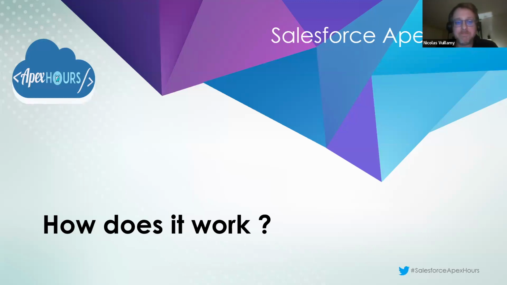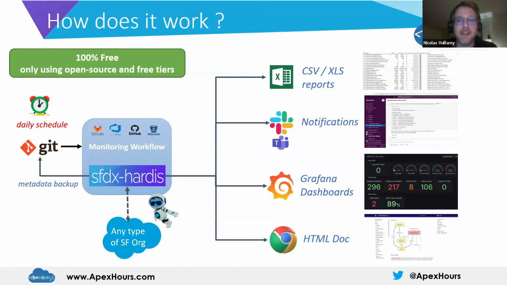Okay, so how does it work? Because there is no magic, just IT, just open source and free tiers. Technically, it is Git based. So it means that anyone having access to a Git server like GitLab, Azure, GitHub, or Bitbucket can have all of that scheduled to run every night. So we will configure a monitoring job and we will schedule it. So every night, for example, when we are all sleeping, it will run.